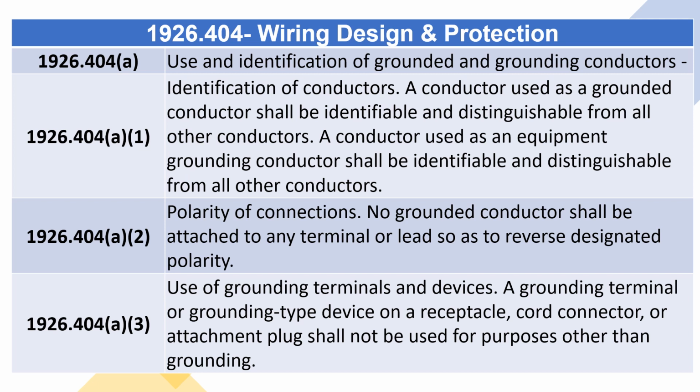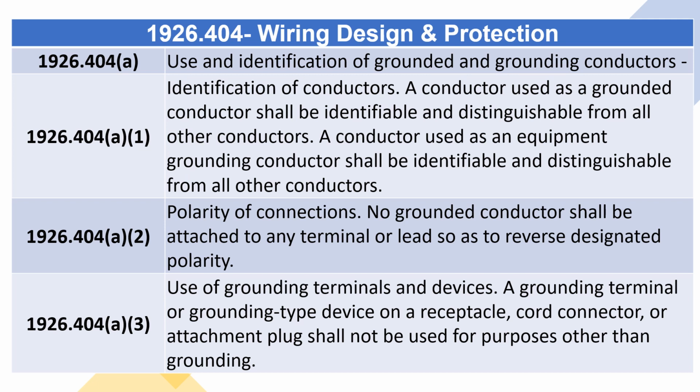1926.404 A. Use and identification of grounded and grounding conductors. 1926.404 A1. Identification of conductors. A conductor used as a grounded conductor shall be identifiable and distinguishable from all other conductors. A conductor used as an equipment grounding conductor shall be identifiable and distinguishable from all other conductors. 1926.404 A2. Polarity of connections. No grounded conductor shall be attached to any terminal or lead so as to reverse designated polarity.